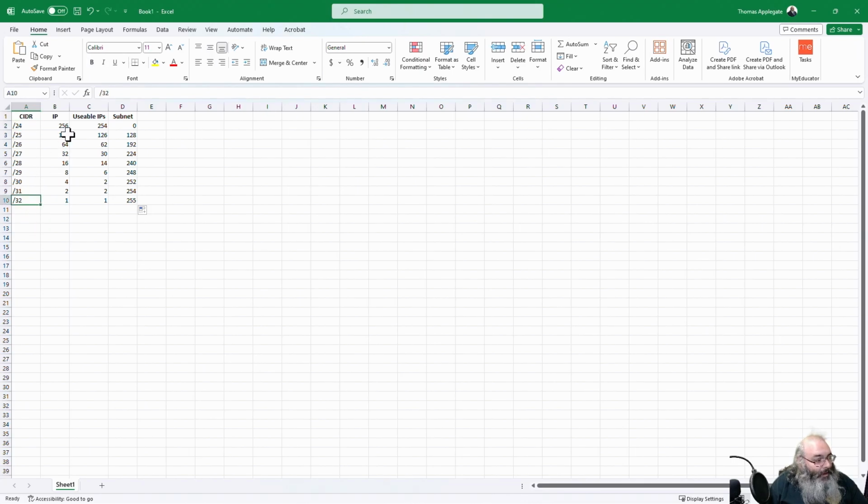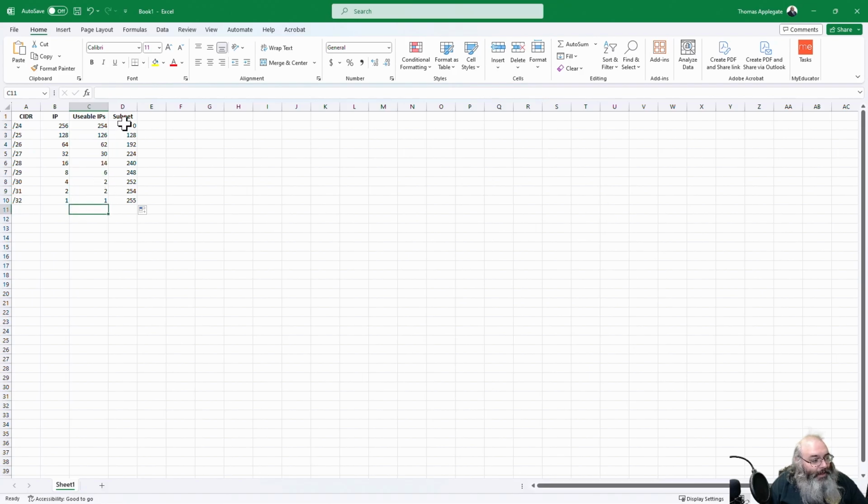/32. And then I take the IP starting at 256 IP addresses for /24 and I cut it in half for each slash. And then what I do is I subtract 2 for each usable IP address. So 256 minus 2 equals 254. That gives me my list of usable IPs.